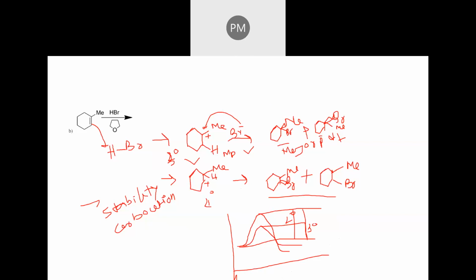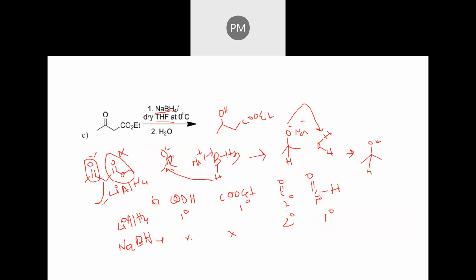But if you are going for the anti-Markovnikov addition, as I told you in the last example, there will be anti-Markovnikov addition, or the addition will happen at the least substituted position. Now some examples of reduction. So reduction happens at the carbonyl center.